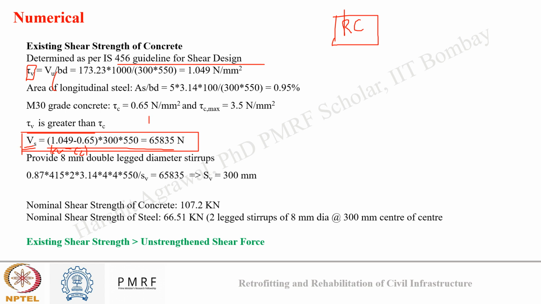Okay. Once we know how much shear force we need to resist, I will make an initial choice of stirrups. So I have chosen 8 mm double leg diameter stirrups, and using the equation 0.87 times Fy times ASV times D upon SV, I will calculate the spacing between the stirrups, and it will come out to be 300 mm.